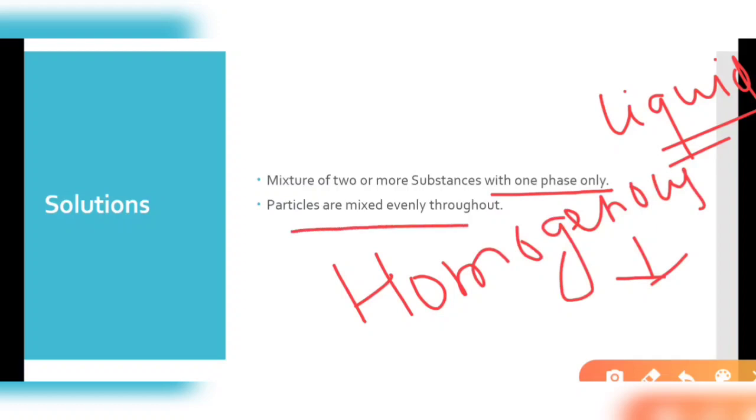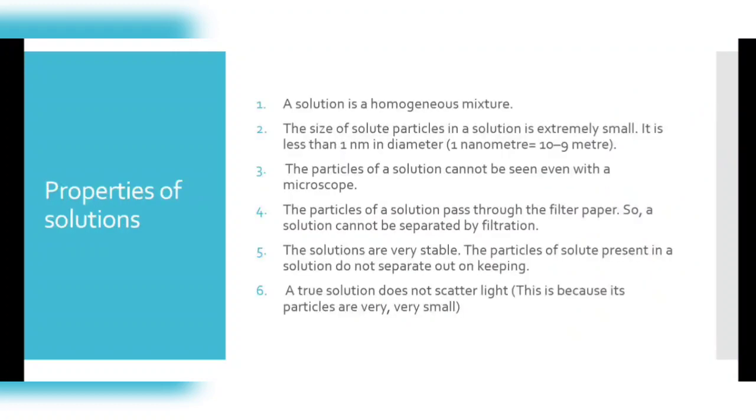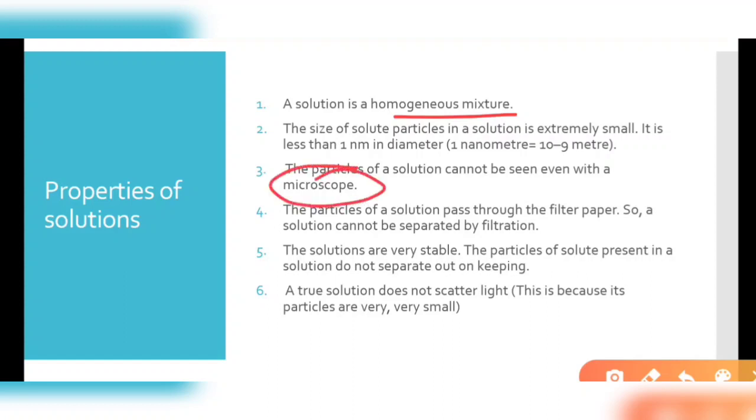So the particles are mixed evenly throughout the mixture. You are not able to distinguish what particles are present in them, as the size of the particles is very small. So let's learn about the properties of a solution now. A solution is a homogeneous mixture, so the particles cannot be seen with naked eyes. You need a special instrument for that, and that instrument could be the microscope.